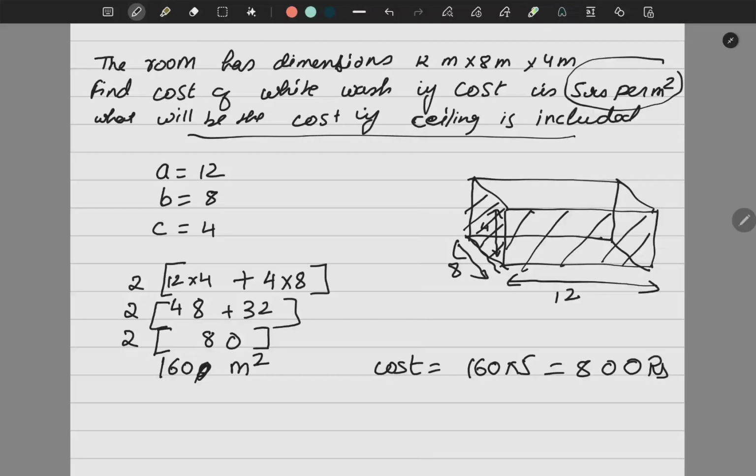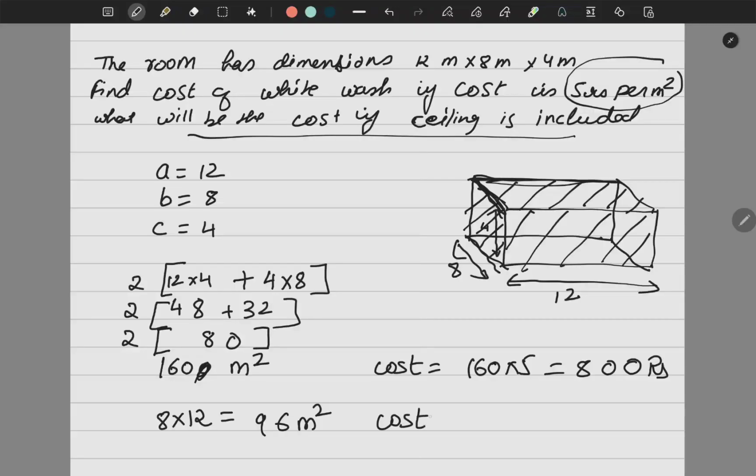Okay. Now they are talking about the ceiling also. Now this is the ceiling. What is the dimension of this ceiling? This is 8 and this is 12. Right? So it is a rectangle basically. So what is the area of a rectangle? Length into breadth. Right? So 8 into 12. So 96. Correct? Now 96 meters square is the area of the ceiling.